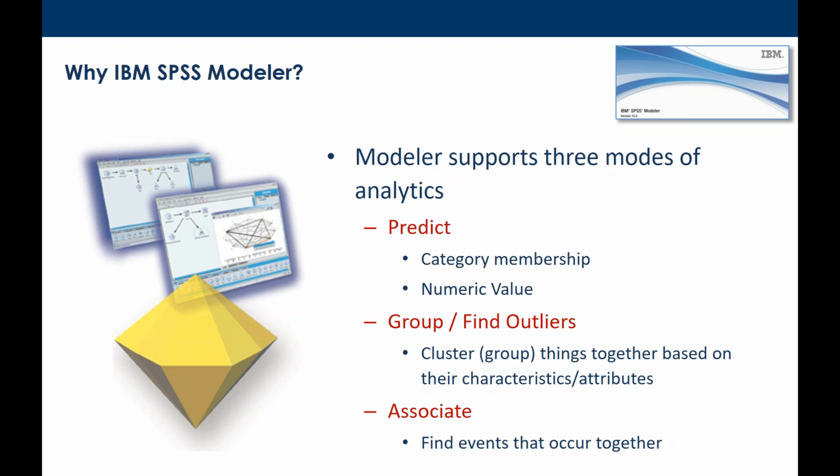Now, if we were to boil it down into three typical areas where Modeler is used, certainly one of the most important areas is prediction. That prediction takes the form of predicting a numeric value, such as the amount of money people are going to spend, or category membership, an outcome of some sort, such as people who are likely to respond to a mail shot, people who are likely to redeem a voucher, or people who are likely to recommend us to a friend.